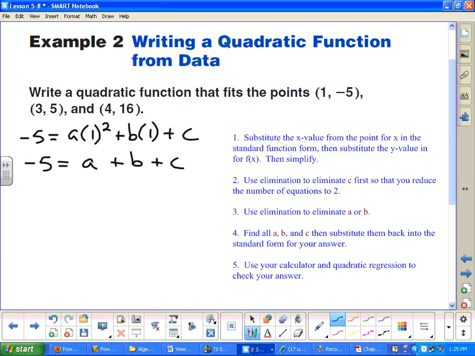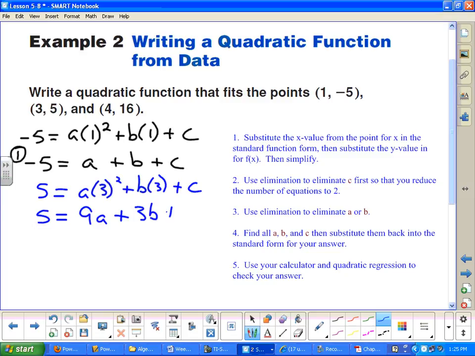So we get -5 equals a plus b plus c. And I'm going to call that equation 1. That one's in black. All right. And then I'll put 5 in for y and 3 in for x. So 5 equals a times 3 squared plus b times 3 plus c. So 5 equals 9a plus 3b plus c. Right? And I'll call that equation 2. Okay, so all I'm doing is putting the x value in for x, y value in for y into the quadratic function.